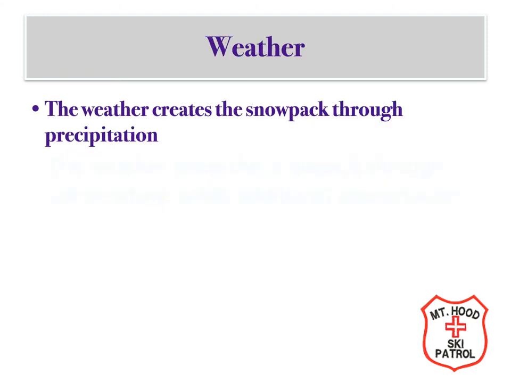The weather is known as the architect of the snowpack. Weather creates the snowpack through precipitation in the form of both rain and snow, and weather alters the snowpack over time. Note that the snowpack is a reflection of weather history. The snowpack at any time reflects the weather history in the area, the precipitation cycles, the temperature history, and the wind direction and intensity. All of these factors will affect the nature of the snowpack.